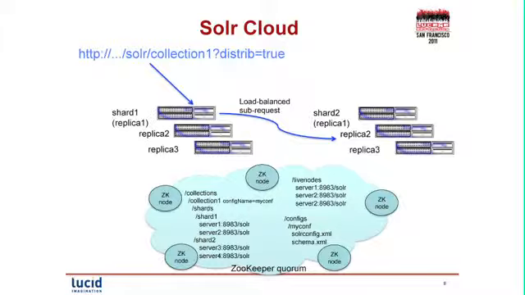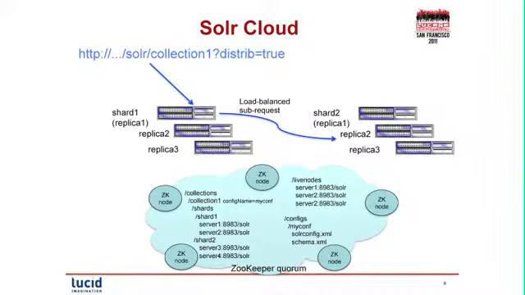And then under collections, we have the shards in that collection. So in this example, we have 2 shards, just 2 pieces of the index, but each shard has multiple copies for high availability and failover. And so under each shard, we have the actual physical locations of those replicas.